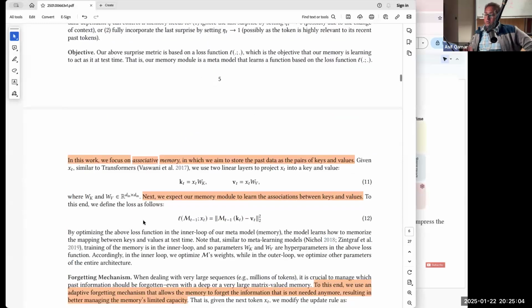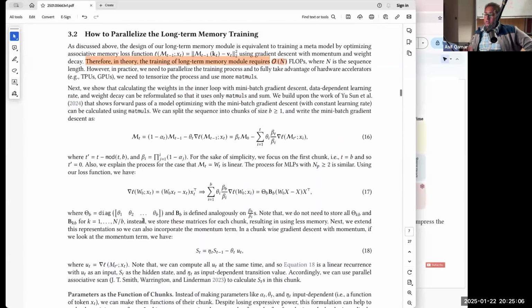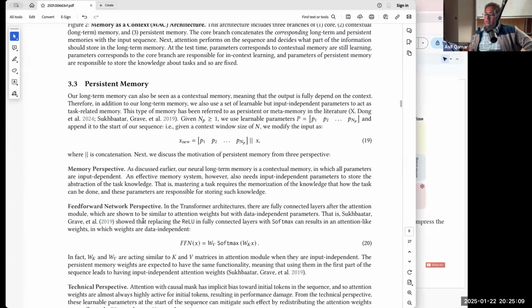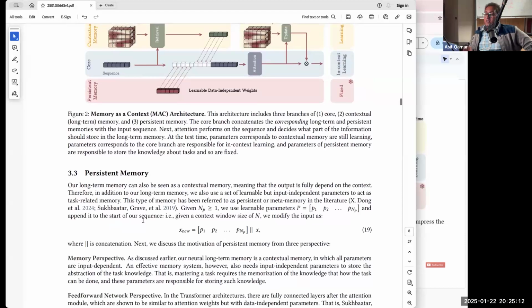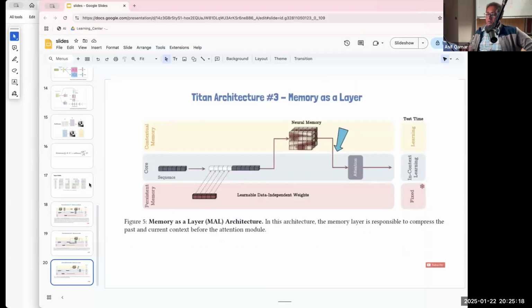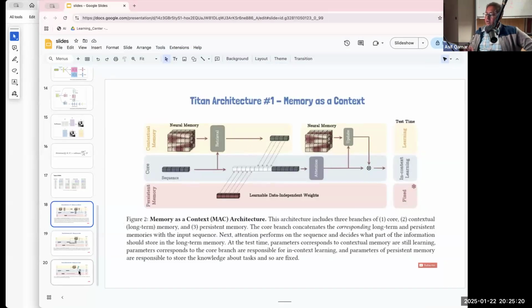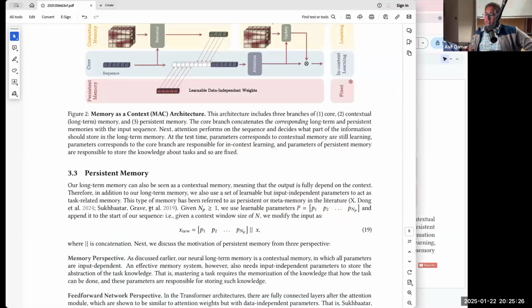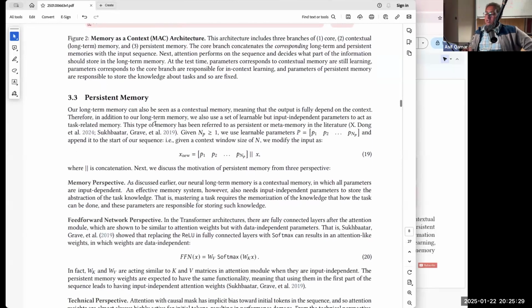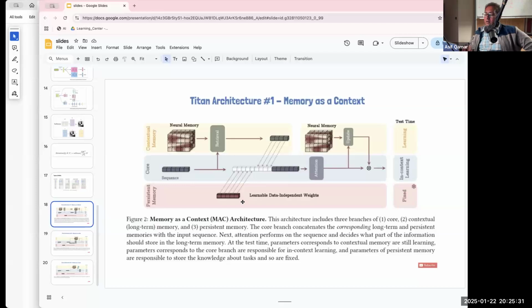I think we talked about the key things behind the memory architecture. The rest of it is going to be very straightforward, because once you understand the first concept, the rest of the concepts are very similar. The equations are very similar. It's a no-brainer. For example, we talked about the persistent memory. The paper simply says that, if you look here, it's the learnable data-independent weights. There is no clear example of persistent memory given in this paper.